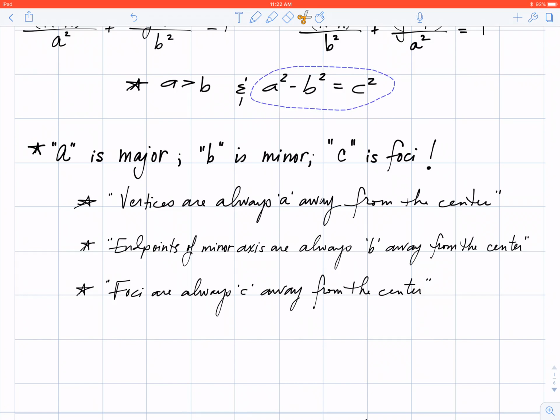And then 3 statements that, again, I've already made, but I just want to point them out one more time. The vertices are always going to be a away from the center. The endpoints of the minor axis are always going to be b away from the center. And then lastly, the foci are always going to be c away from the center. 3 important points to remember as we move into some examples for ellipses.